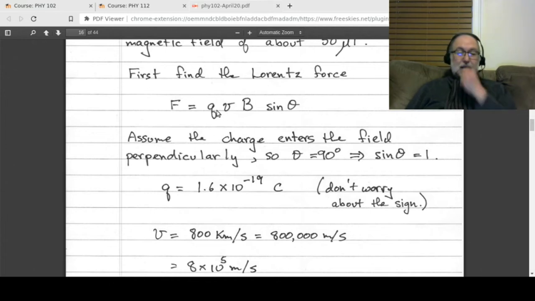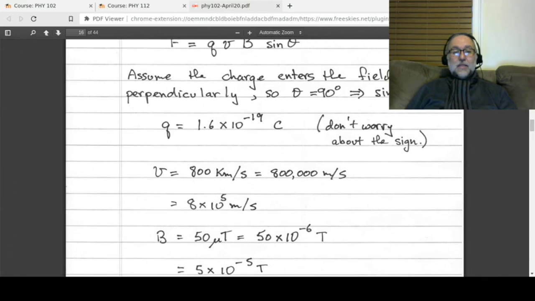What's Q? Well, it's the charge of an electron, and you can look that up. It's actually negative 1.6 times 10 to the minus 19 coulombs. You've seen that number before. But we're not going to worry about the sign, because the sign is just about the direction, and I'm not even worried about the direction in this problem. To determine the direction, you would use the right-hand rule to find the direction of the force, but since it's negative, you flip the direction. Again, we're not worried about the direction here, so I'm not worried about the sign.